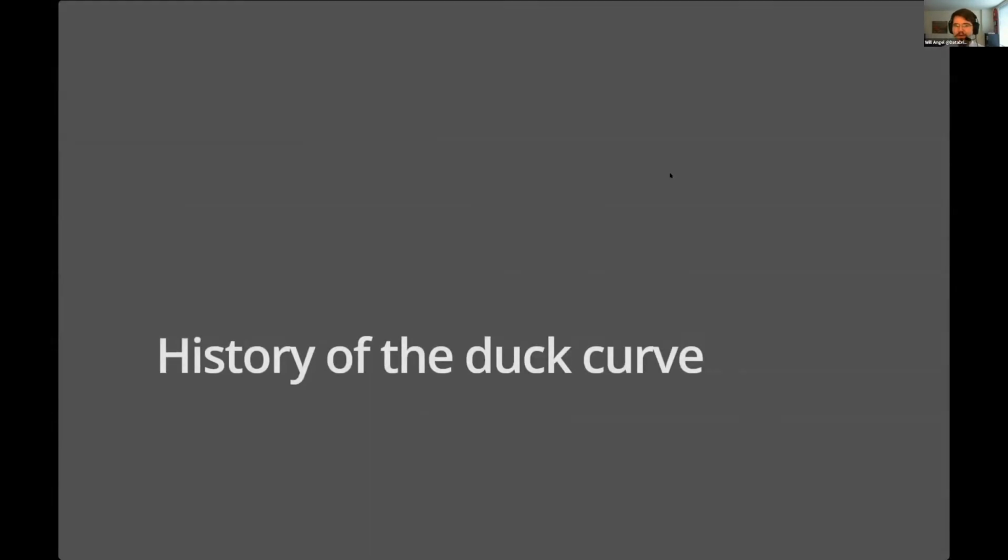So I'm going to go through a brief history of the duck curve and give you a sense of how the electrical grid has really changed over the last 10 years. And then I'm going to talk about visualizing the duck curve and give a couple of tips about how annotations and flourishes can make data visualization more appealing.